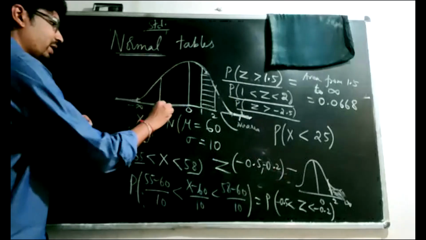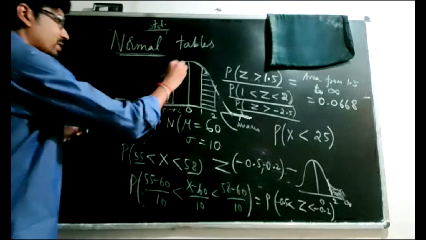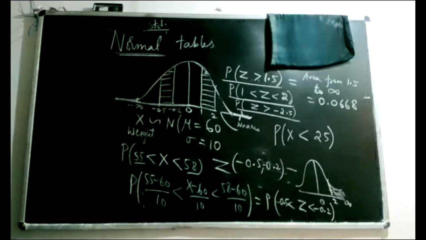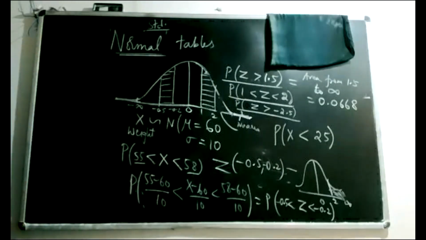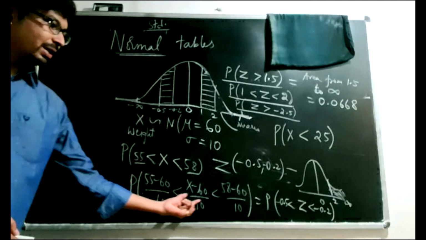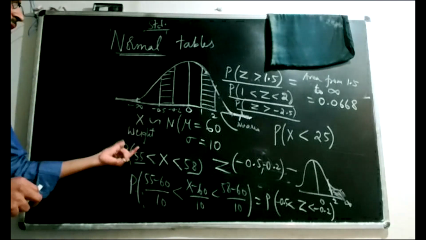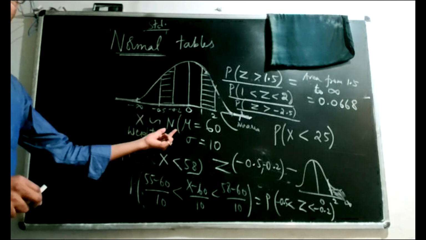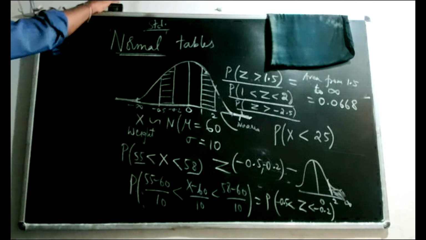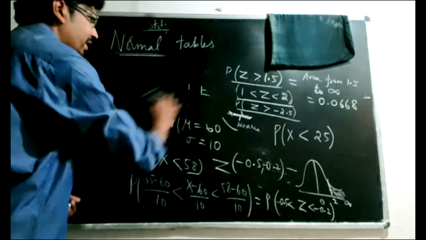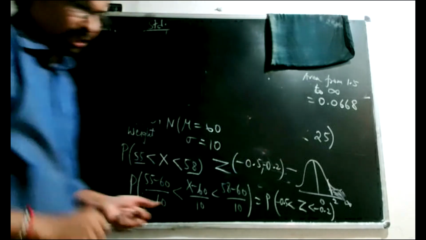So now use the tables and see what the probability is for minus 0.5 to minus 0.2. Similarly, other probabilities for greater than or less than could be converted using the same mathematical technique, that is called standardization of the variable. Any variable which follows normal distribution, if you standardize, becomes a standard normal variable. What is this normal variable and standard normal variable? Let us understand this now in detail.